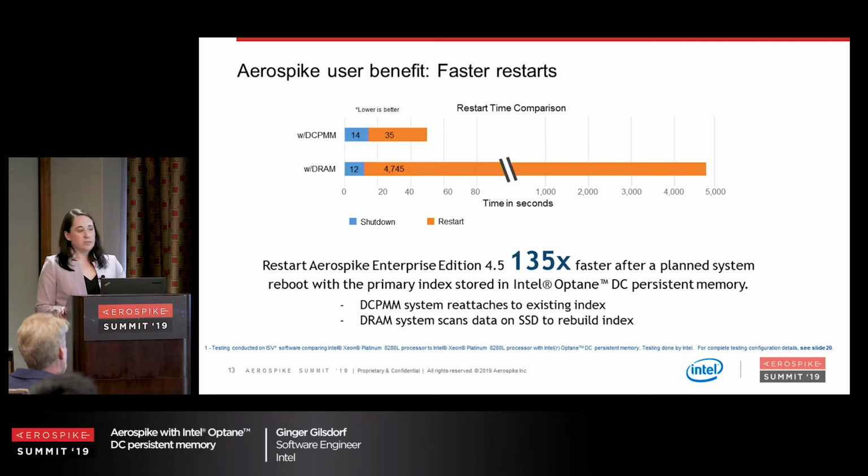The DRAM system took 4,745 seconds. I think it was on the order of 35 minutes. I mean, the sheer scale there, 135x faster, is something that is a real benefit. So again, if you're looking at doing upgrades for an entire cluster of servers, this is monumentally important to your ops team.